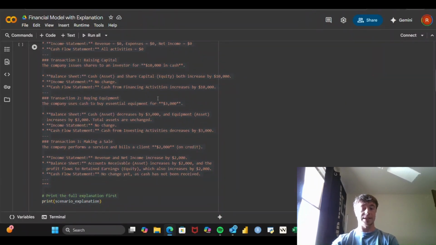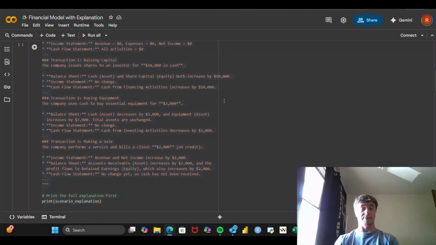Now, moving to the second transaction, buying equipment, we used cash to buy $3,000 worth of equipment. So for the balance sheet, our assets are actually going to go down for a second, but it's going to be canceled out because the equipment is worth $3,000. So we had a negative $3,000 when we sent it to the people for the equipment, but they gave us equipment back. So on the balance sheet, nothing changes. Our assets are the exact same.